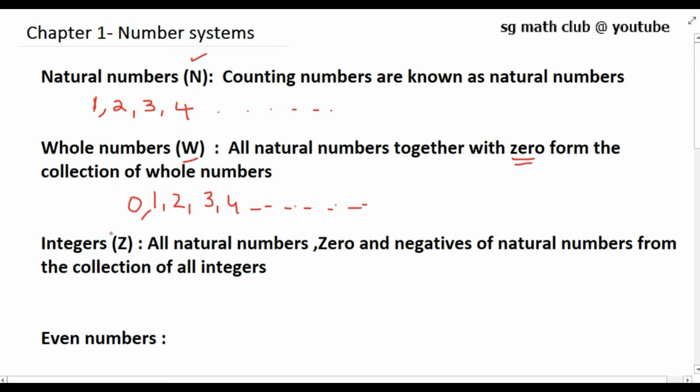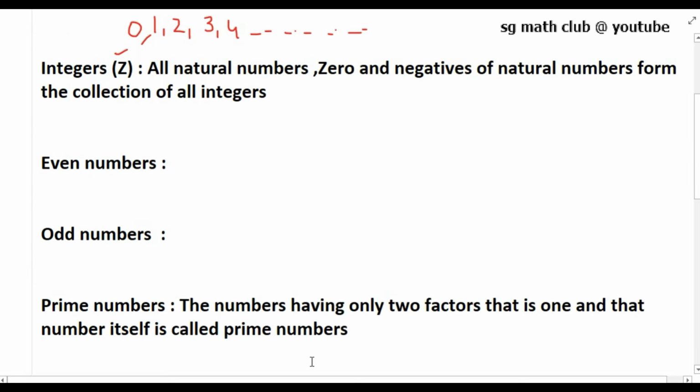Now, the third one is integers. Integers are usually denoted by capital letter Z. All natural numbers, 0 and negatives of natural numbers form the collection of all integers. So, natural numbers 1, 2, 3, 4, etc., again 0, along with this, negatives of natural numbers, that means -1, -2, -3, together form integers. So, negative numbers, positive numbers and 0 together form integers.